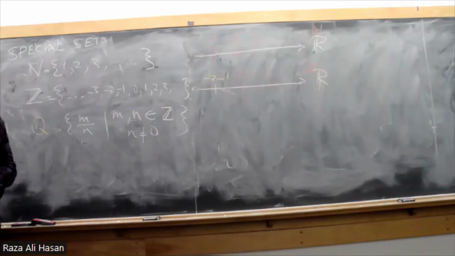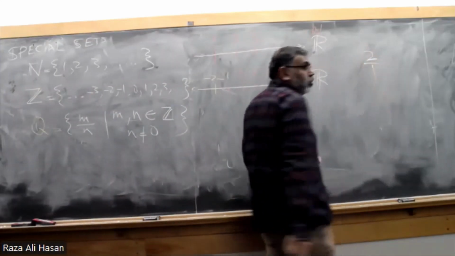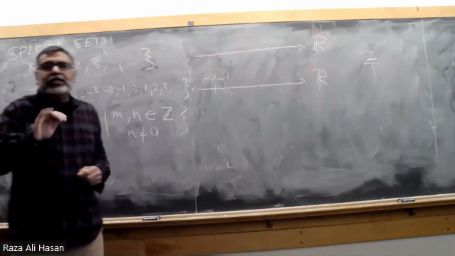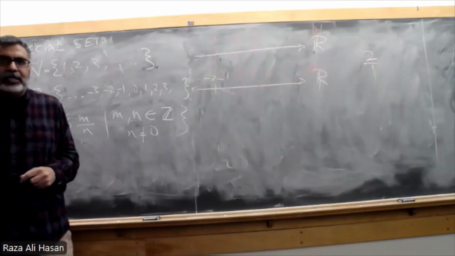Is the number 2 a fraction? Yep, right? Because you can write 2 over 1. Now, I'll just tell you something. Square root of 2 is not a rational number, it's an irrational number.